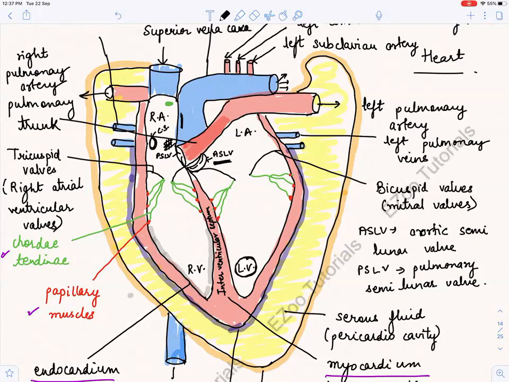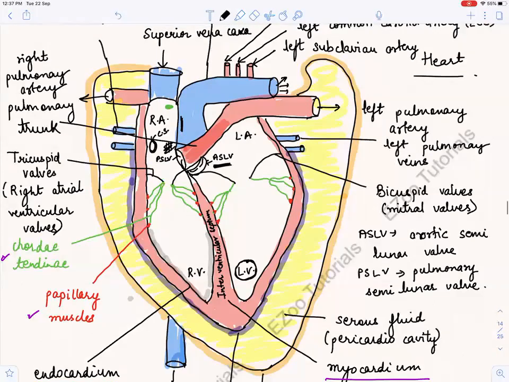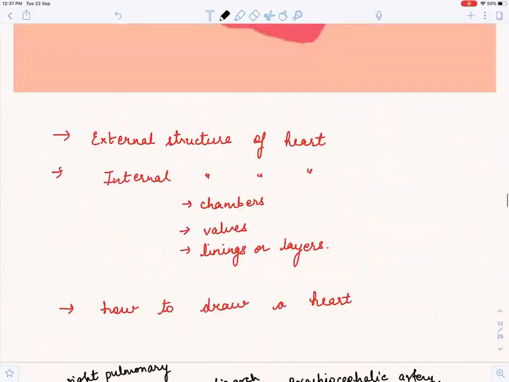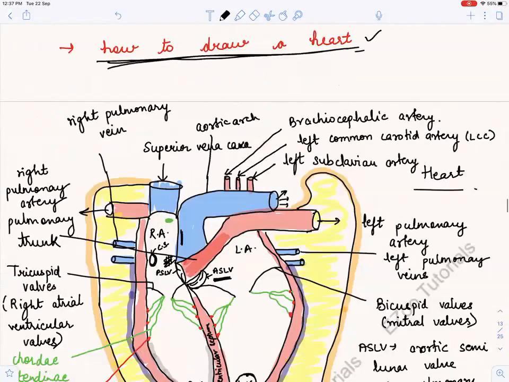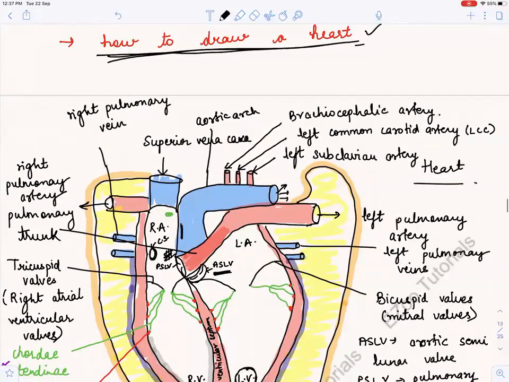So this is the structure, right atrium. We have done all these valves. See, what I had said that we'll do the external structure of the heart, we'll do the internal structure जिसमें chambers, walls और linings करेंगे, और how to draw heart. ठीक है, तो we started with how to draw a heart. Okay, हमने सारे सब कुछ बनाया, we drew each and everything that is important.